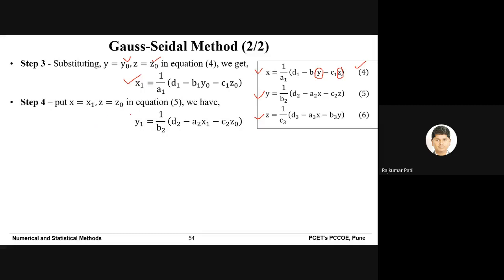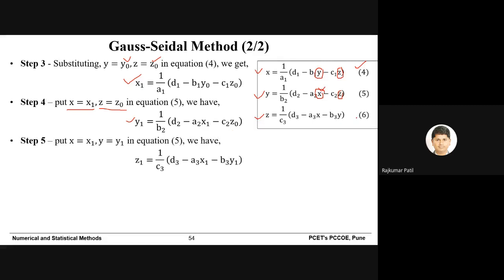Similarly, in equation number 5, there are two unknowns, x and z. For x, we have the latest approximation, that is x is equal to x1. So in equation number 5, we can put x1 by replacing x. And similarly, we can put z equal to z naught. So you can see modified equation 5, from which you will get y1, which is equal to 1 upon b2 into bracket d2 minus a2 x1 minus c2 z naught.